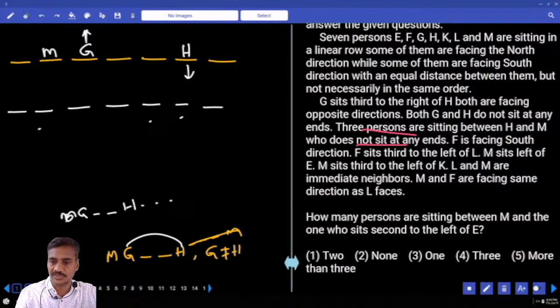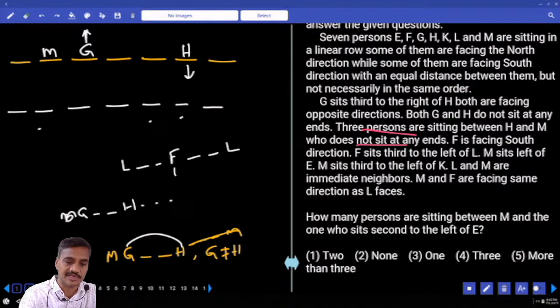F is facing towards south direction. F sits south to the left of L. L can be at any one of these two places, isn't it? And M sits south to the left of K. M is south to the left of K. K must be here. Now if K is here, K is facing north. M sits south. Then where should this F be? F must be at the center, isn't it?